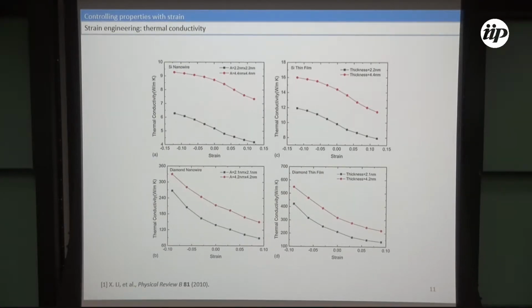But you can also control properties that are not electronic, properties that depend on the lattice of the material. This is an example here for thermal conductivity. This is for silicon and diamond nanowires and thin films. And you can see that since this is not a 2D material, the maximum strain values that they apply are much smaller. But even then, you can really control it by a factor of half. You can decrease the thermal conductivity a lot by applying strain.